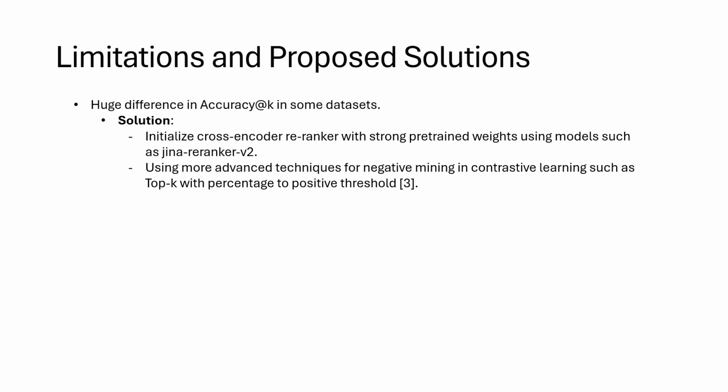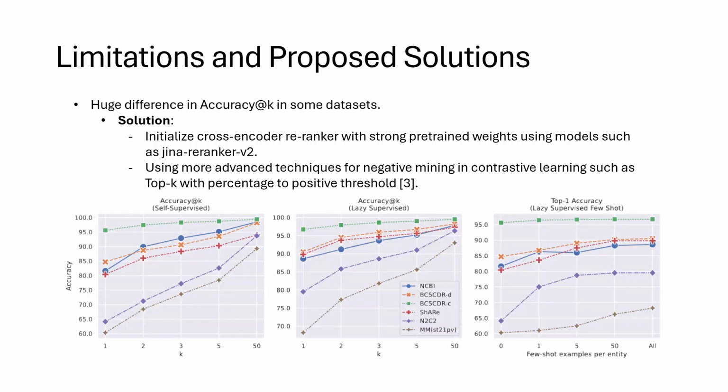But it also has some limitations. For example, when we see this graph, we see that the accuracy at 1 compared to the accuracy at 5 is way worse, this difference being almost 20%. This is due to the quality of the re-ranker, and this can be improved just by choosing a good pre-trained re-ranker and also applying contrastive learning to train the existing one.